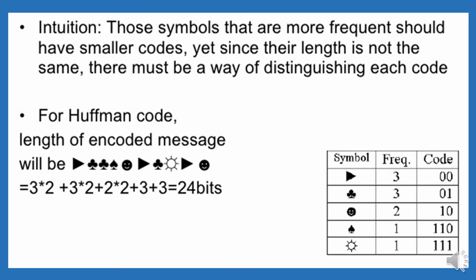Those symbols that are more frequent should have smaller codes, yet since their length is not the same, there must be a way of distinguishing each code. For Huffman code, the length of the encoded message will be as follows. That is, the length is 24 bits. This is obtained from the table.